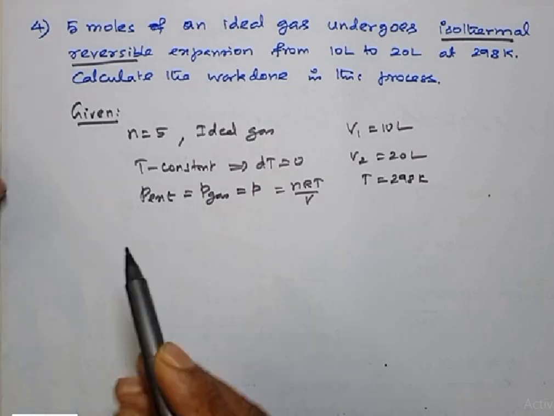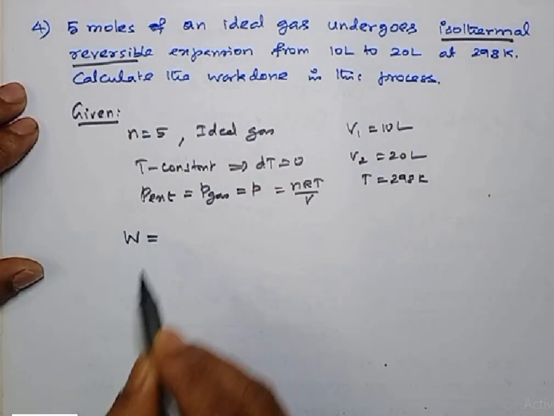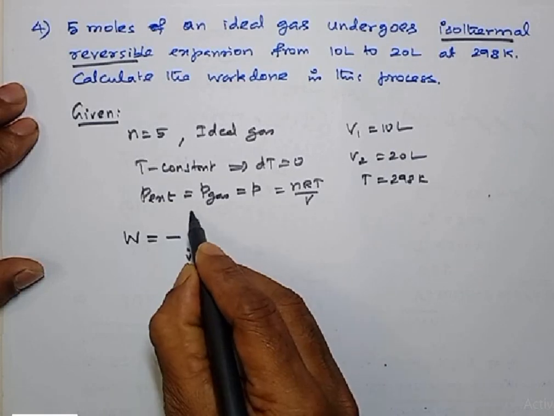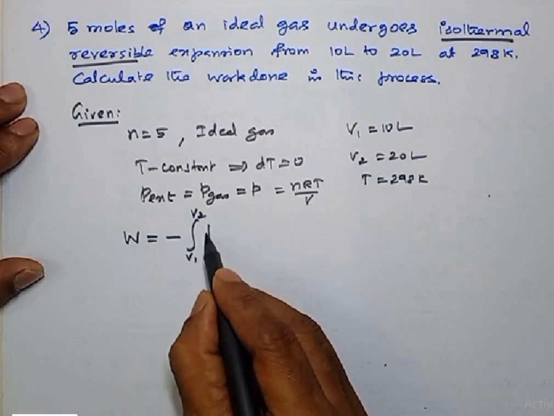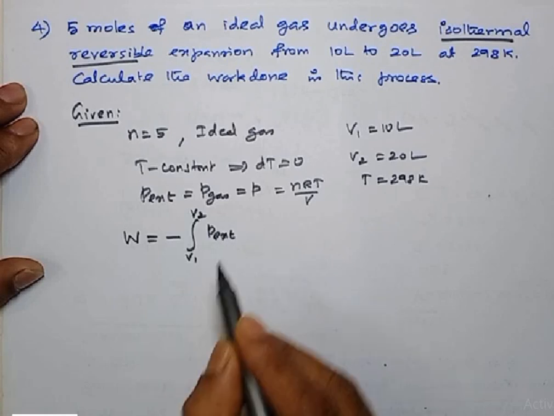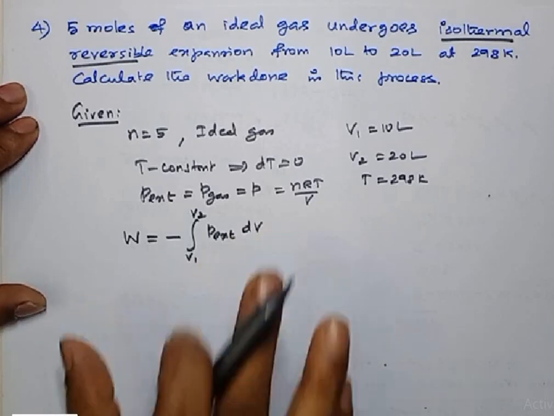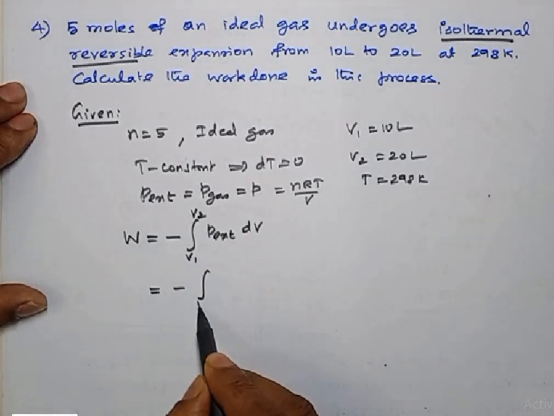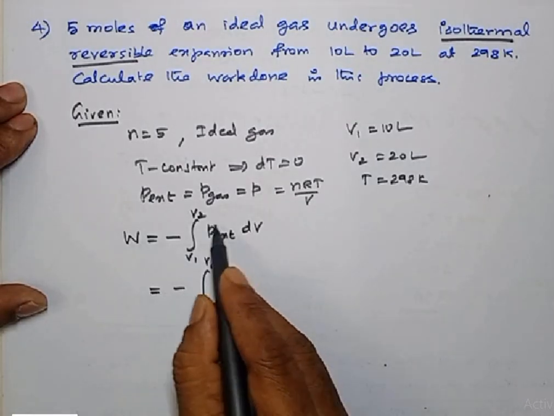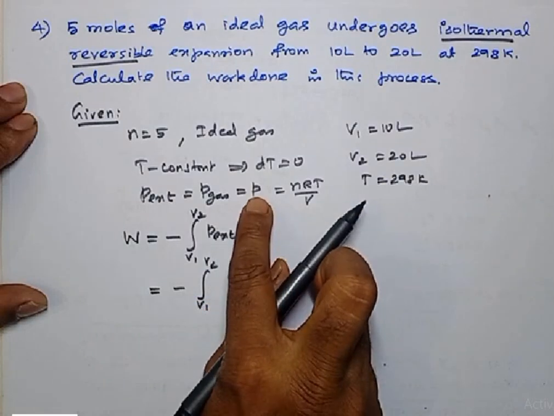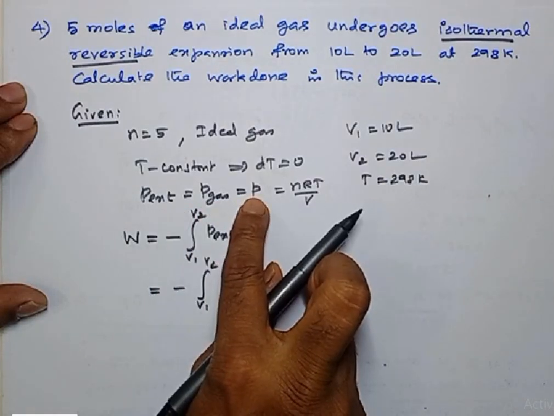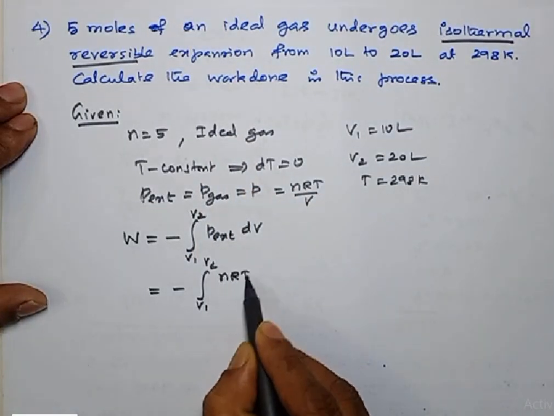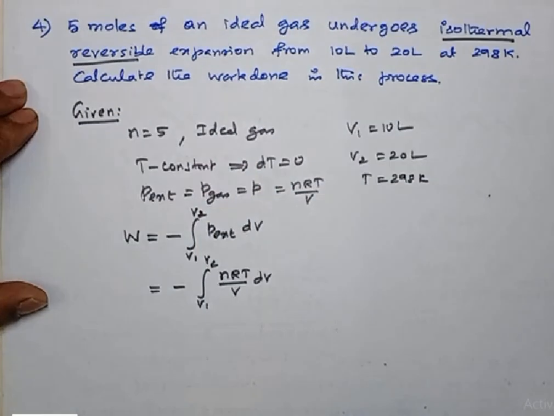Therefore, here, what is the general formula for work done? Work done equal to minus integral initial volume V1 to final volume V2, external pressure P external into dV. This is the general formula for work done. In our case, the external pressure is equal to gas pressure, and for ideal gas P is equal to nRT by V. So I will directly put this nRT by V here into dV.